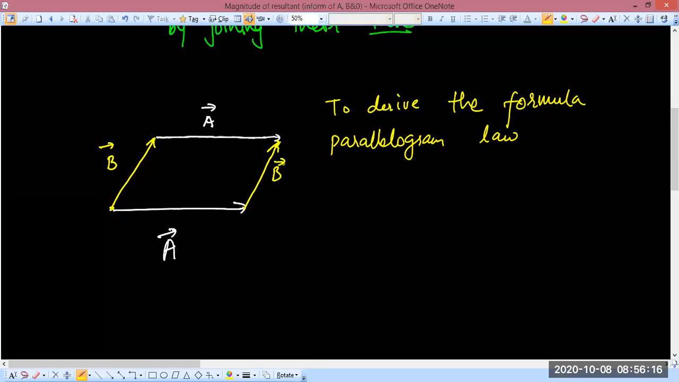We complete the parallelogram, and now, no, this is not a new law. We are deriving a formula. So now we will draw the diagonal, remember, from the common tail over here to the opposite corner. Do you remember?